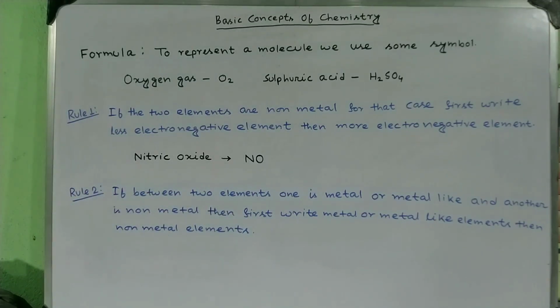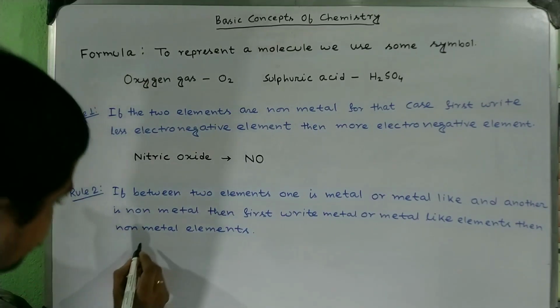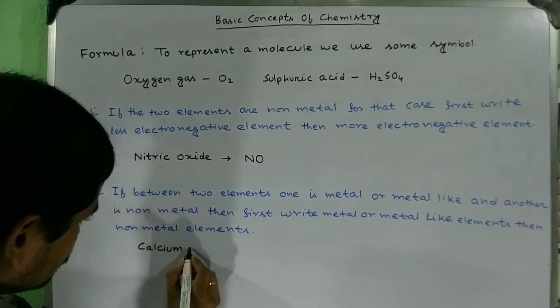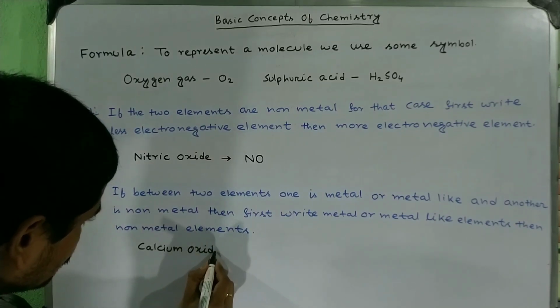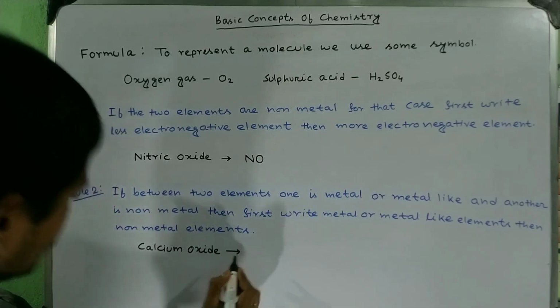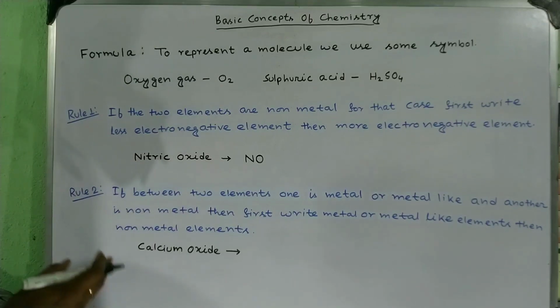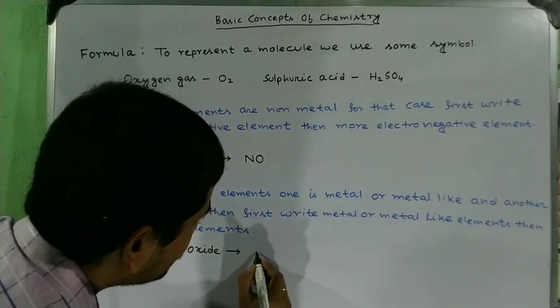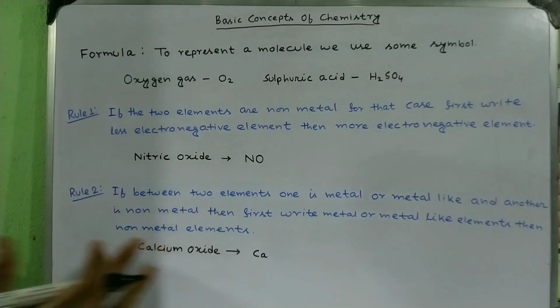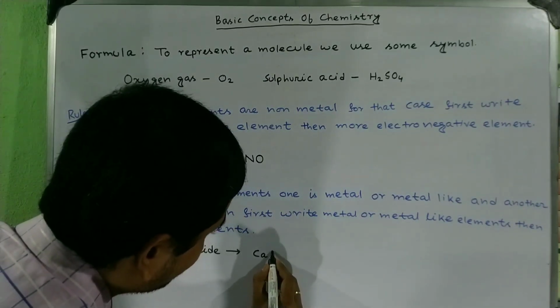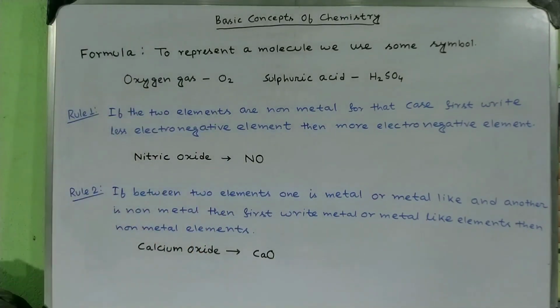for example, calcium oxide. Okay, calcium oxide. What is the formula of calcium oxide? We all know the symbol of calcium is Ca and it is the metal, and then oxide. Okay, so the formula of calcium oxide is CaO.